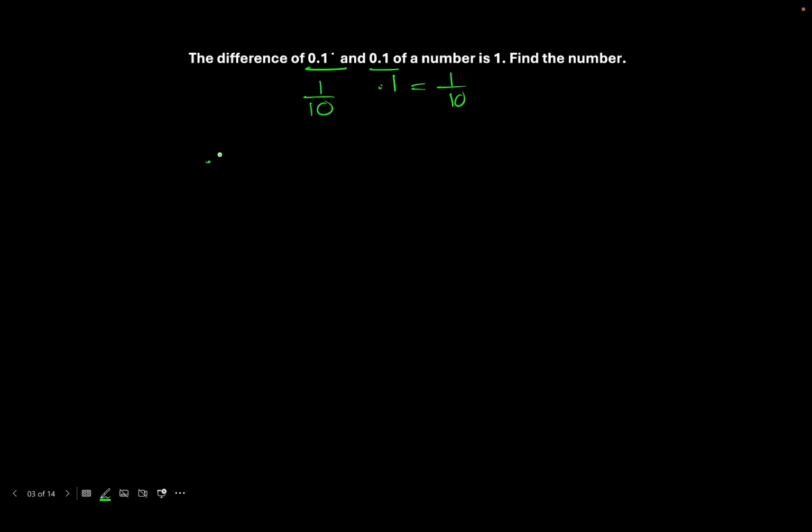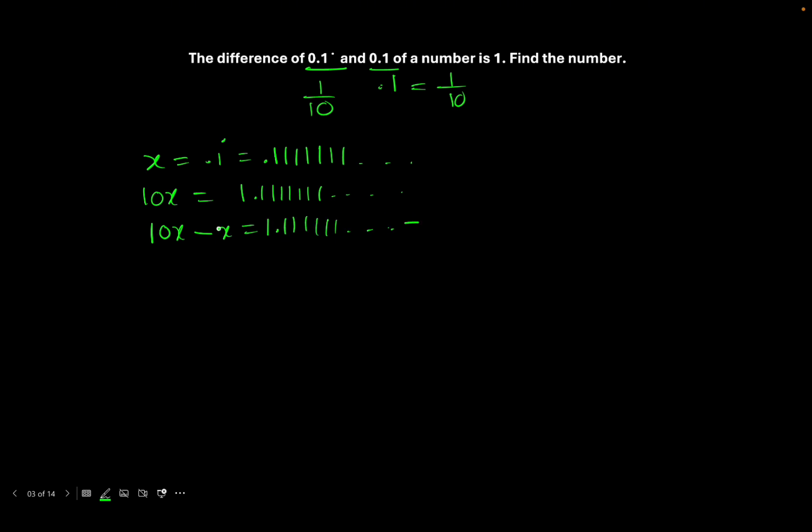So it's actually 0.1 recurring. This will go forever, so we will take this as x. Now if we multiply this with 10, 10x is 1.1 recurring. So now 10x minus x is equal to 1.1 recurring minus 0.1 recurring, and this x value is 0.1 recurring. So we'll take this this way.